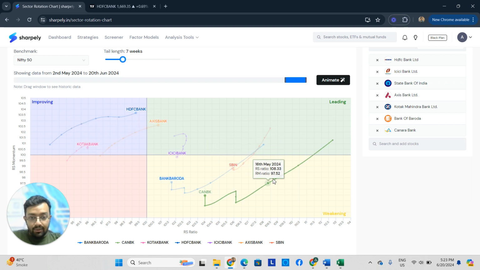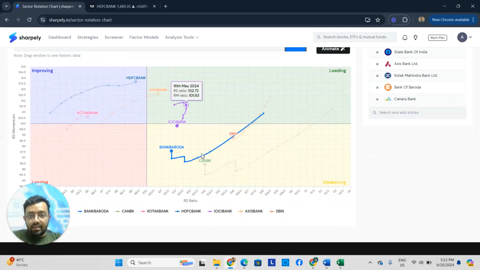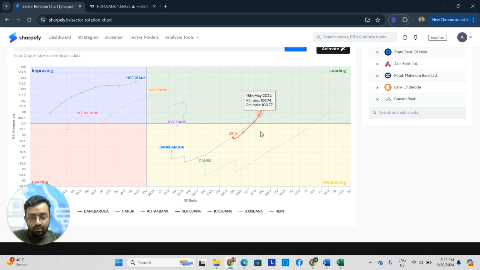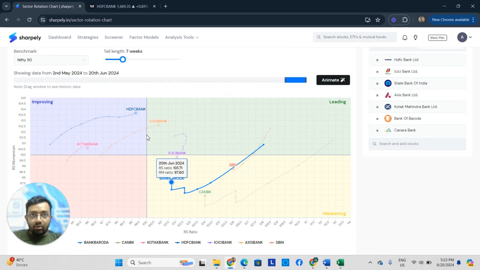And interestingly, PSU banks are right now relatively strong, but the momentum is decreasing. Based on this, you can make an informed investment decision. This also helps you manage your risks as well. If you have a huge position in, let's say, PSU banks, or you have some ETF like PSU Bank BeES, then you can trim some position based on the movement of these stocks in this chart. You can also time your entry and exit points.